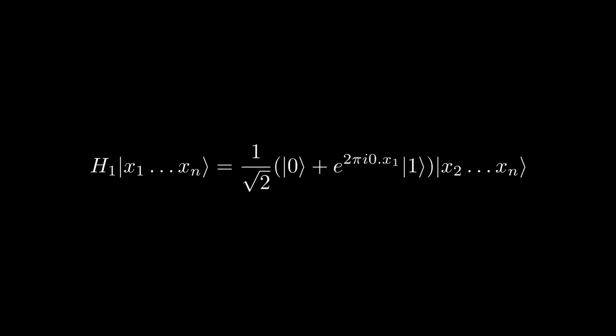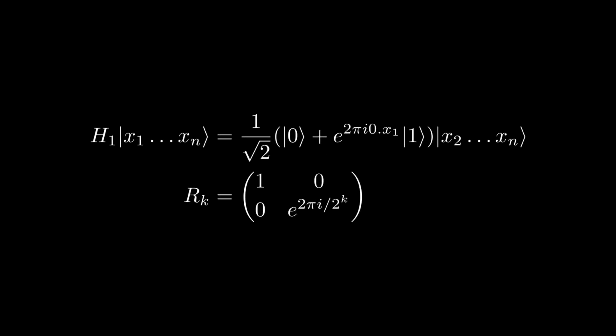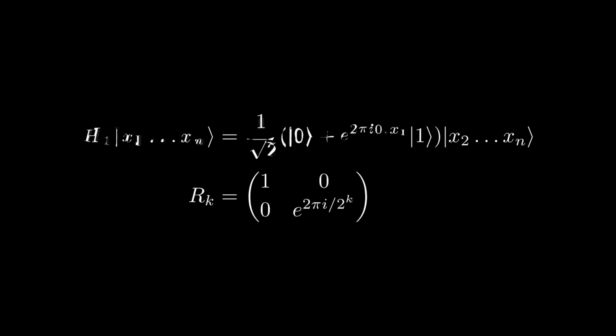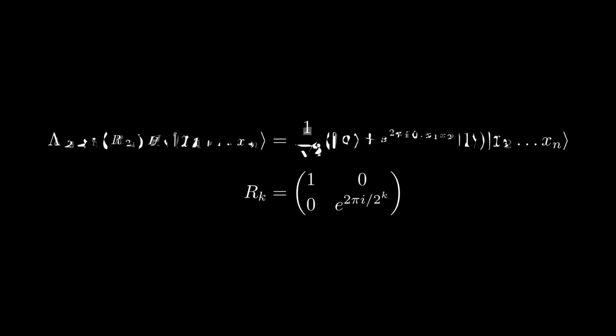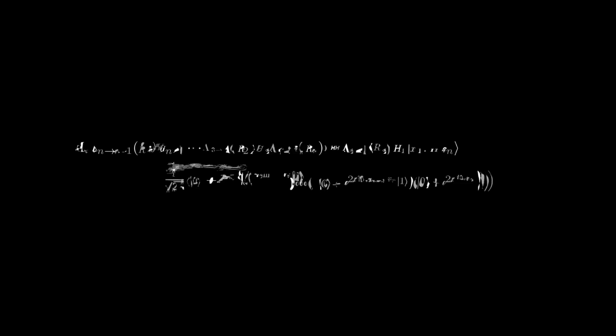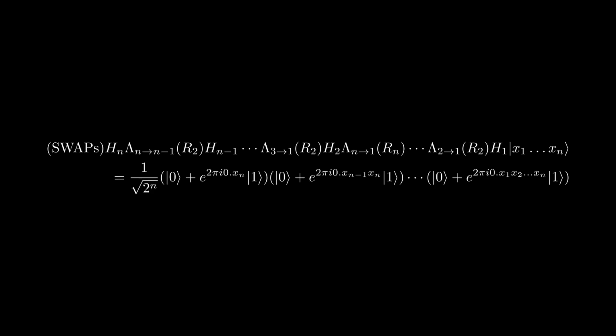Well, we can modify the binary fraction of the phase by using rotations R_k by a factor of e to the 2 pi i over 2 to the k. By controlling this on a given qubit, we can set the kth bit of the phase to be the bit we control on. Hence, we can perform this staggered procedure of H gates followed by controlled rotations over and over to get the desired superpositions for each of the qubits. Finally, all we have to do is flip the order of the qubits with swap gates to get the desired transformation.